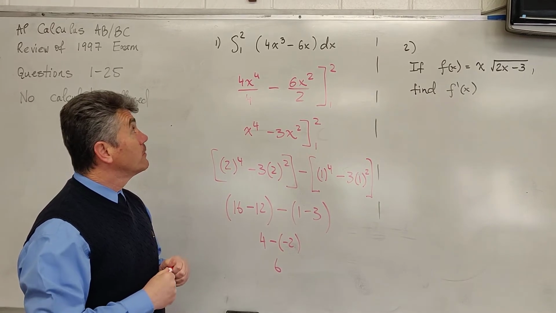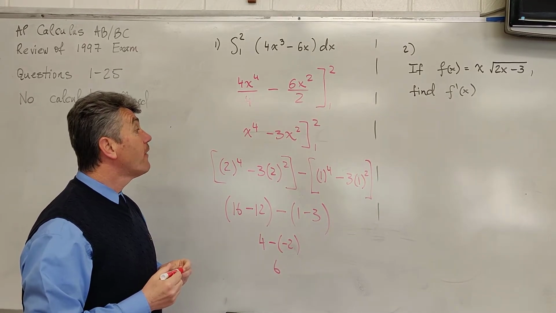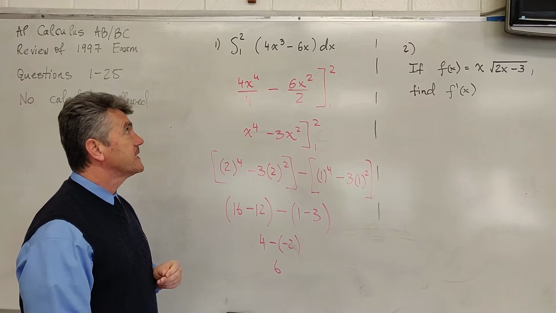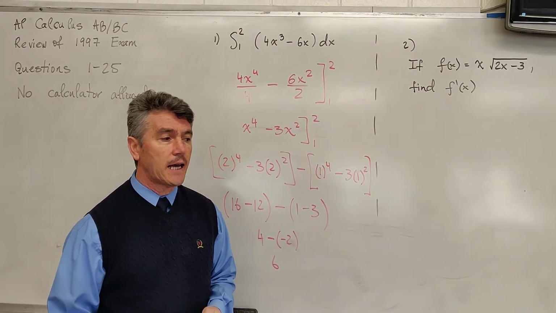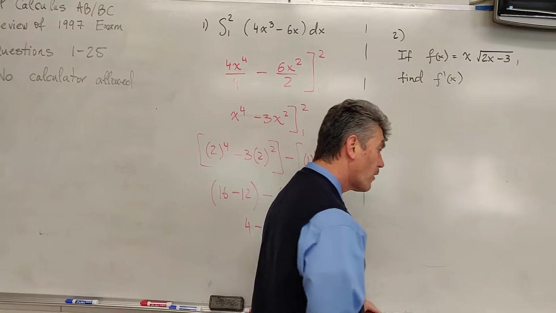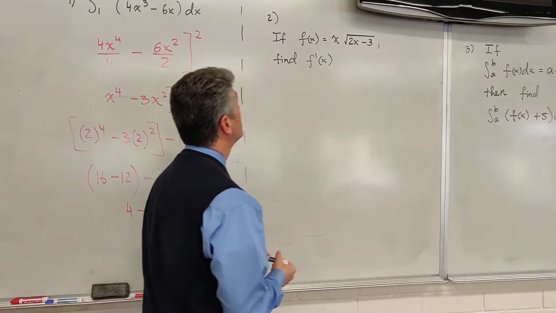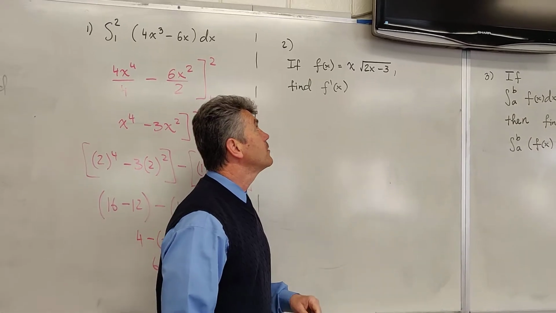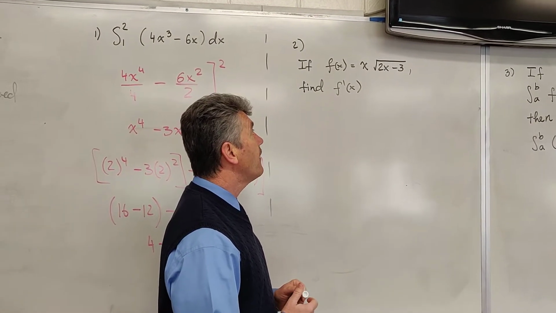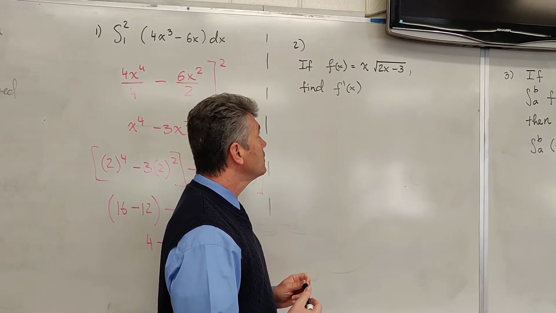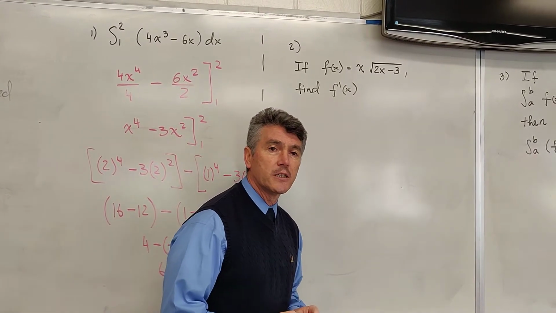A bonus question would be, what did you just find? You found the area between the x-axis and the curve 4x cubed minus 6x. We now move on to the second question. We are asked, if f of x is equal to x times the square root of 2x minus 3, find f prime of x. So we're supposed to find the slope predictor formula.